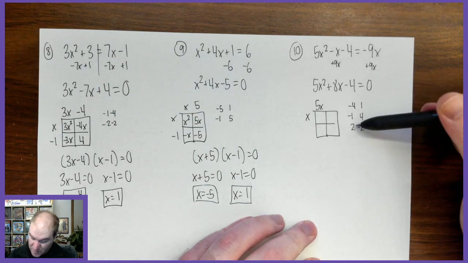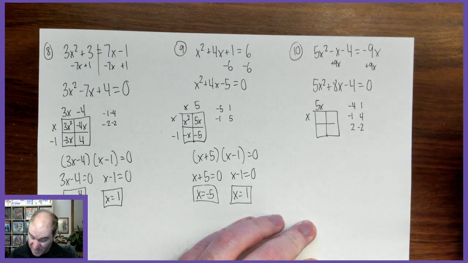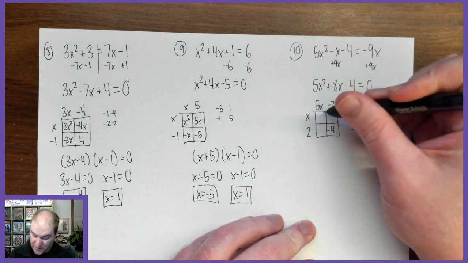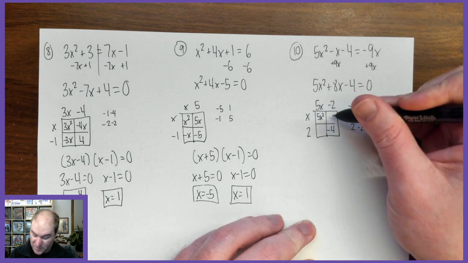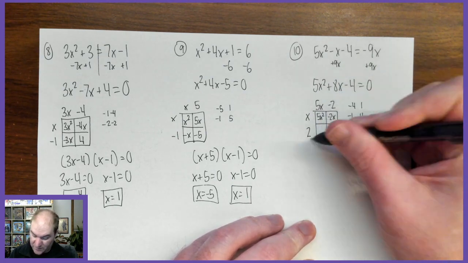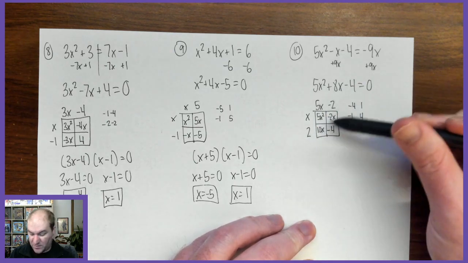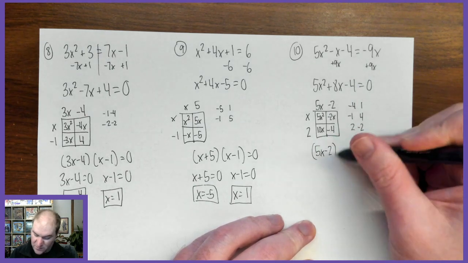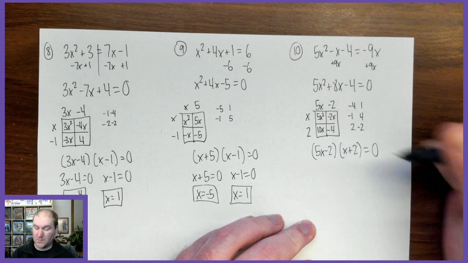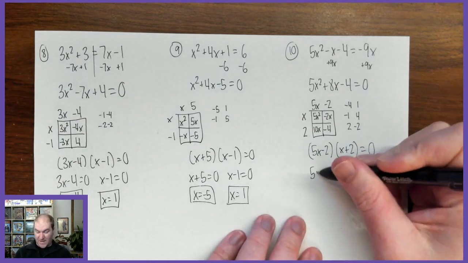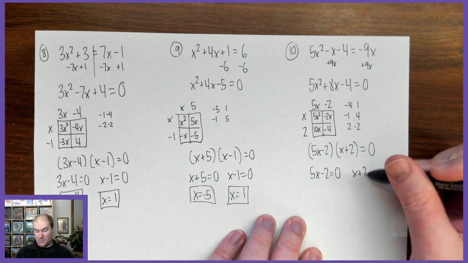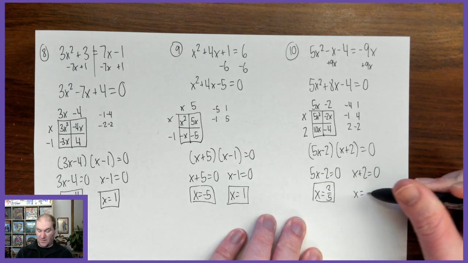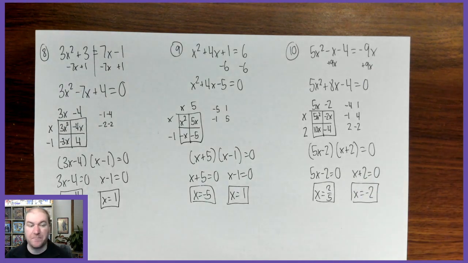So I'm going to put this 2 with this 5, so I would get 10 positives, and then a negative 2 here. So 5x times x is 5x squared, 2 times x negative would be negative 2x, and 5 times 2 is 10x. That works out to be a positive 8x, and that works out to be a negative 4. So our factors are 5x minus 2 and x plus 2 equals 0. Let's set each of those equal to 0. And this one's going to be x is 2/5. And this one's going to be x is negative 2.